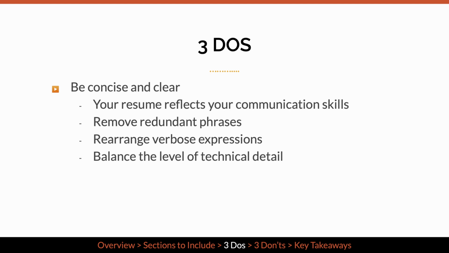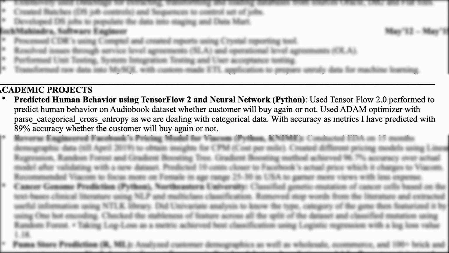Our next principle is to be concise and clear. Your resume demonstrates your written communication skills, and you want to show that you could communicate effectively. You could achieve this by removing redundant phrases and rearranging verbal expressions. It's also important to balance the level of technical detail. Let's see some examples. Here is one project from Sam's resume.